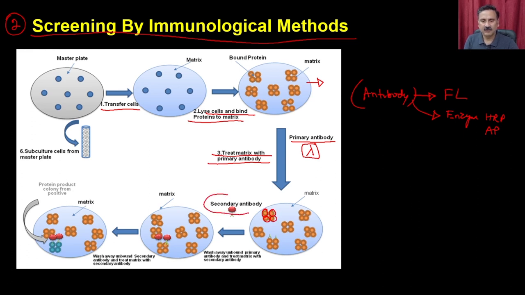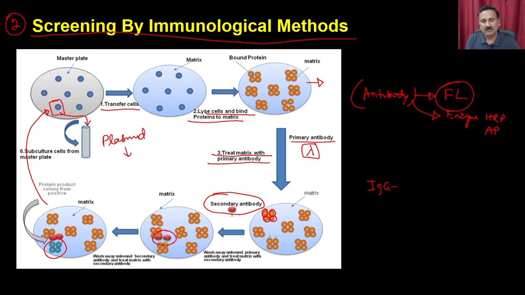And then you add the secondary antibody. The secondary antibody is tagged with the enzyme or the fluorescence, right? That secondary antibody will bind to the primary antibody, and wherever it binds, it is going to give you a signal. So looking at the signal, for example, this is the clone which is giving you the signal. You can go back to the original plate, and the original plate tells you that this is the clone from where I am getting the signal. In that case, you can isolate that clone and grow it in large quantities, and that's how you can isolate the plasmids, and from the plasmid you can isolate the gene, and that gene you can use for overexpression purposes.